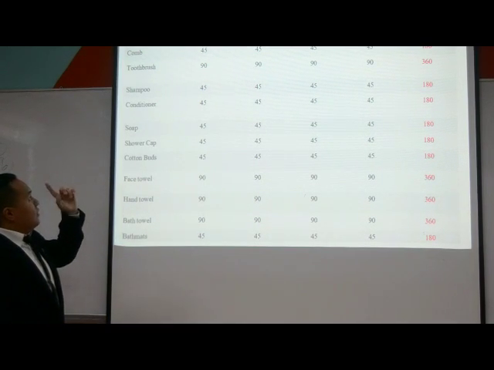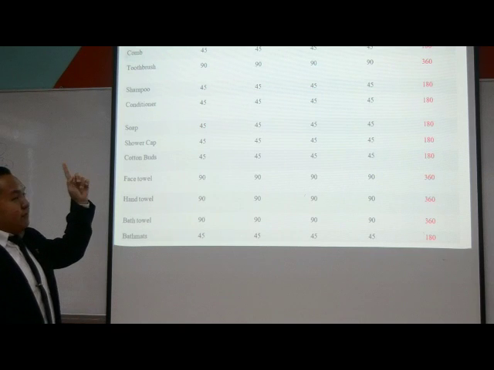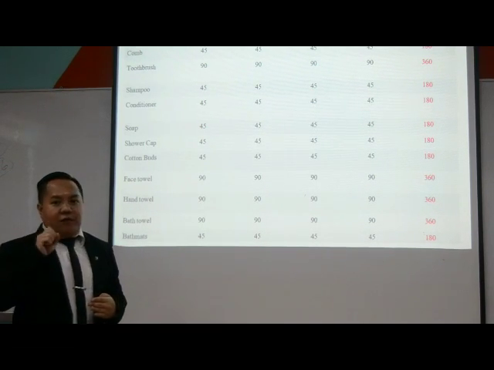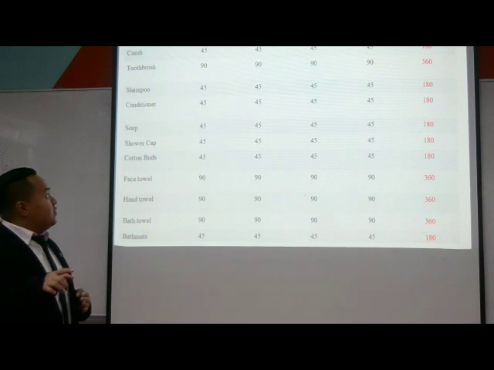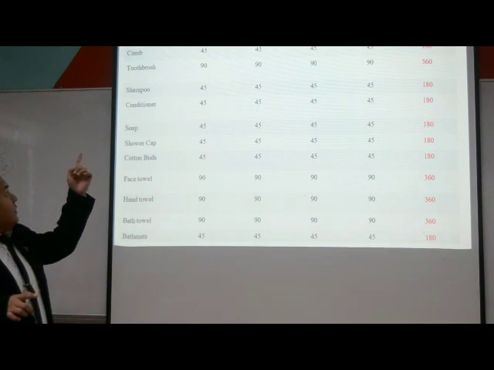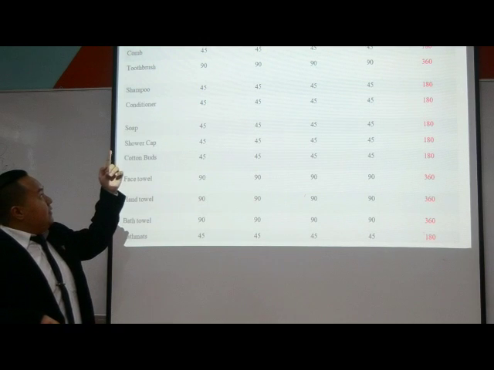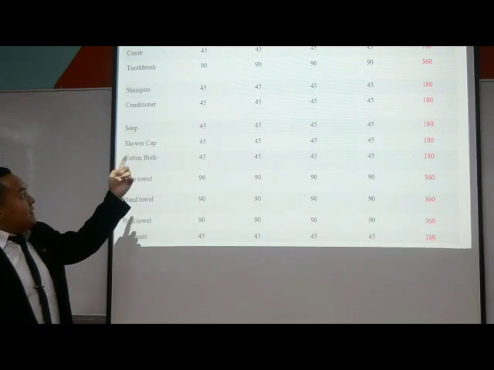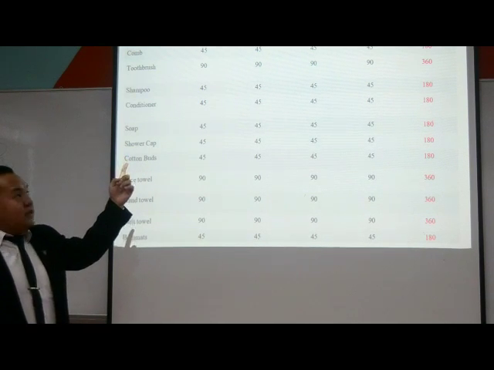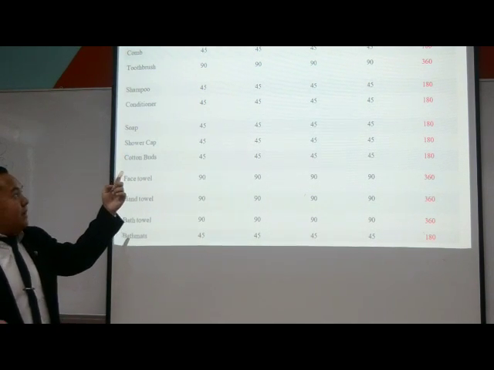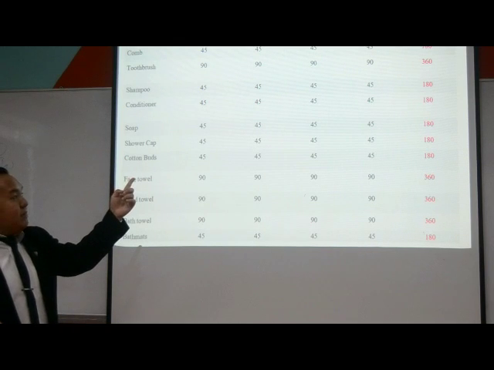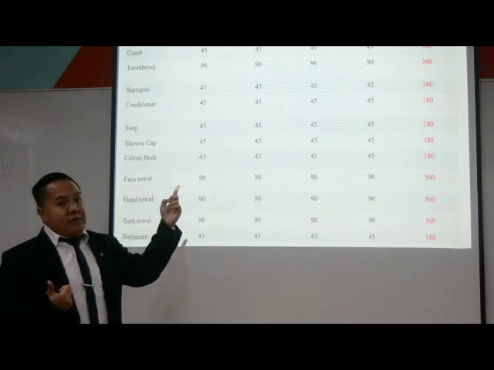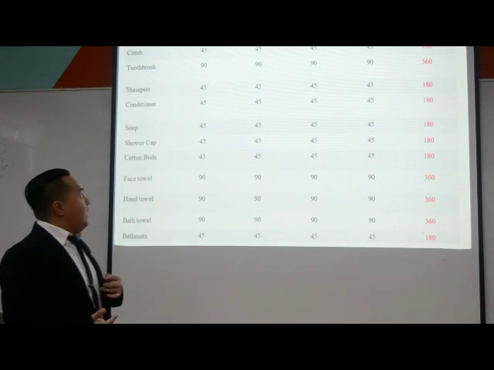For example, a comb. Why do I put 45 sets? Because our hotel has 45 deluxe rooms, so that's why I put 45. And then the first set is for inside the room. And then the second set I put in the storage of housekeeping. And then the third set maybe will be in our pantry. And then the fourth set maybe in our trolley.